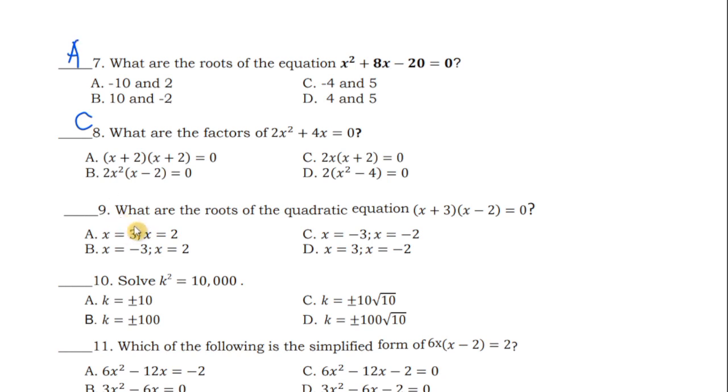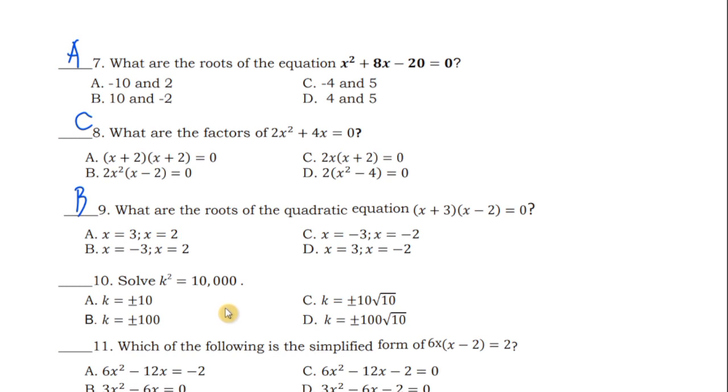What are the roots of the quadratic equation quantity x plus 3 times the quantity x minus 2 equals 0? A, x is 3 and 2. B, x is negative 3, 2. C is negative 3, negative 2. D is 3 and negative 2. So the answer for this is B.